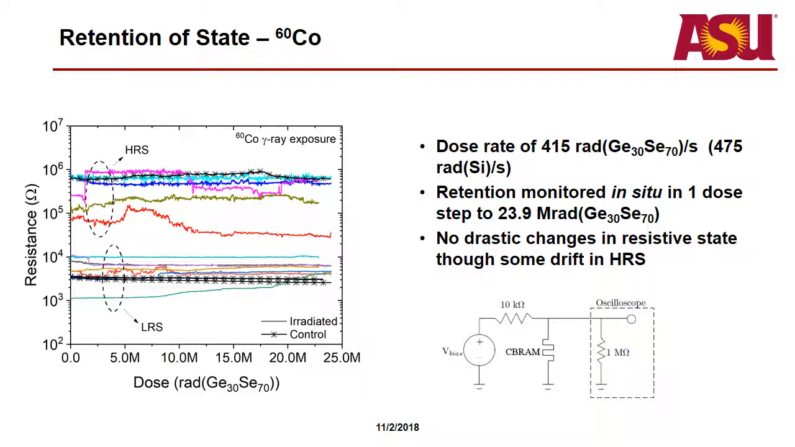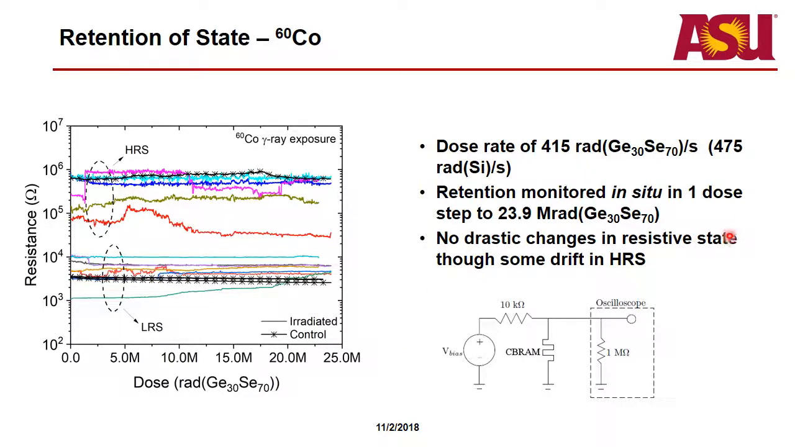What we did is we programmed these devices into either the high resistance state or a low resistance state, and then we hooked these up to an oscilloscope and applied, I believe it was a 50 millivolt bias, using this circuit down here. We essentially were observing the state of these devices for the entirety of the radiation exposure. This exposure took about 12 hours to complete.